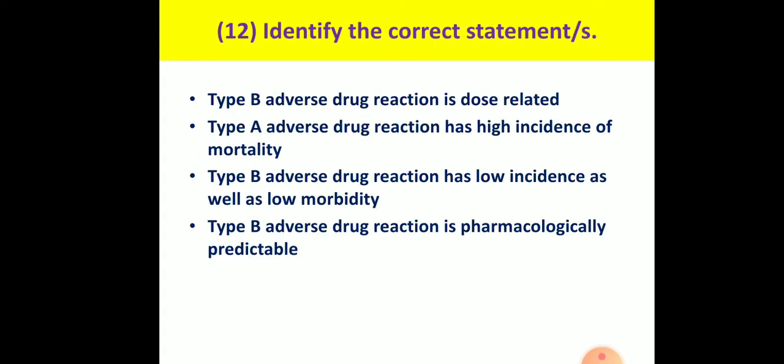Then identify the correct statement or statements. We will go one by one. Type B adverse drug reaction is dose related. No, it is not dose related, and that's why it is called the bizarre. In some individuals it is seen in a very low dose, while in other individuals it is not seen at a very high dose.